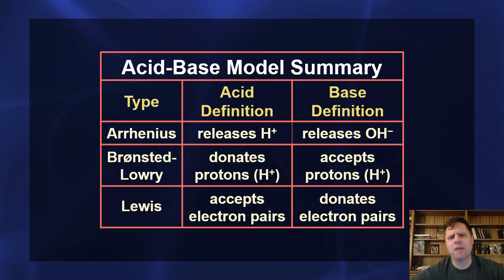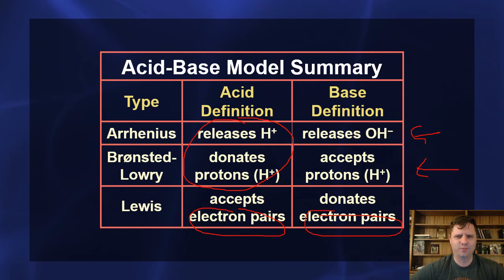Now, the acid-base model summary looks like this. Arrhenius and Brønsted-Lowry, remember, have the same definition when it comes to acids. They just differ on their definition for a base. Lewis is the one that talks about electron pairs rather than protons. But otherwise, you see that these definitions are very similar to one another.